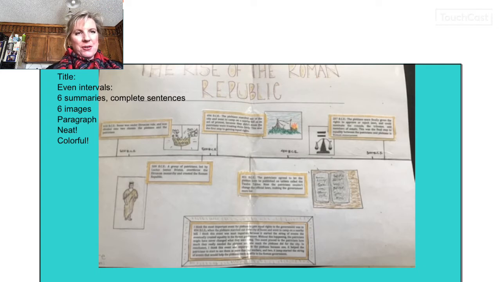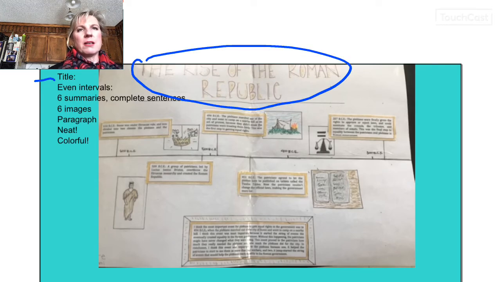So we are going to be doing some e-learning, and I appreciate you bearing with me as I get familiar with this. All right, let's talk a little bit about what I'm looking for in the timeline. So first of all, title: The Rise of the Roman Republic. Let us know exactly what it is that we're looking at here. We're going to have some even intervals.